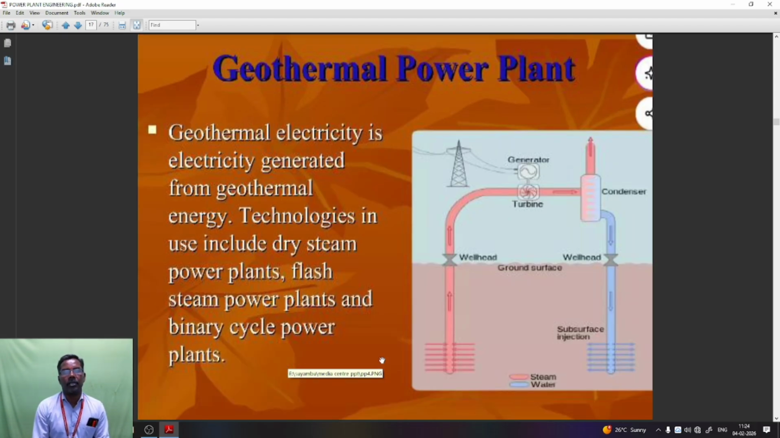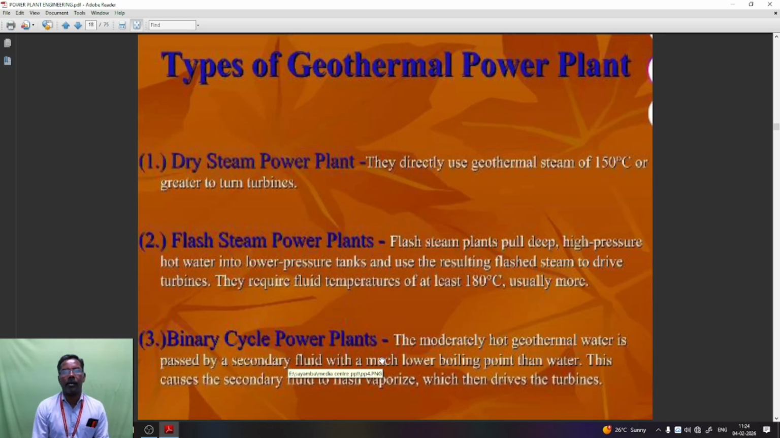Geothermal power plant. Geothermal electricity is electricity generated from geothermal energy. Technologies in use include dry steam power plants, flash steam power plants, and binary cycle power plants. Types of geothermal power plants. Dry steam power plants directly use geothermal steam of 150 degrees or greater to turn turbines.